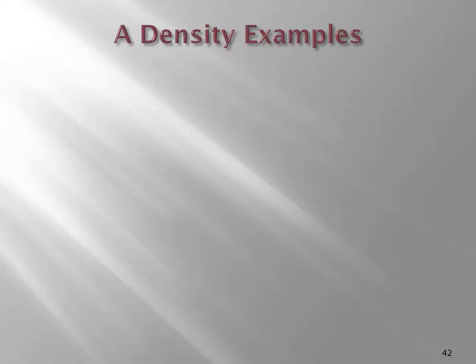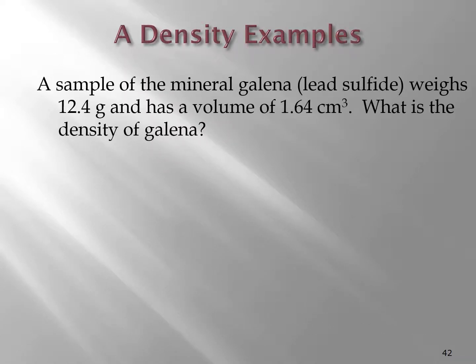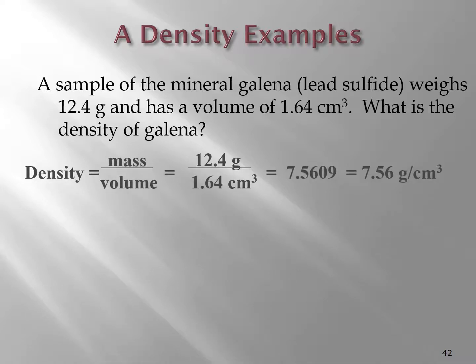So let's do a density example. The sample of the mineral galena, lead sulfide, weighs 12.4 grams and has a volume of 1.64 centimeters cubed. What is the density? So luckily, we have our formula. Density is just mass over volume. So we take the mass, which is in grams, 12.4, divided by the volume, 1.64 centimeters cubed. We're going to round to 3 significant figures, so the answer is 7.56 grams per centimeter cubed. And since the units don't cancel, you have to keep them both in there.